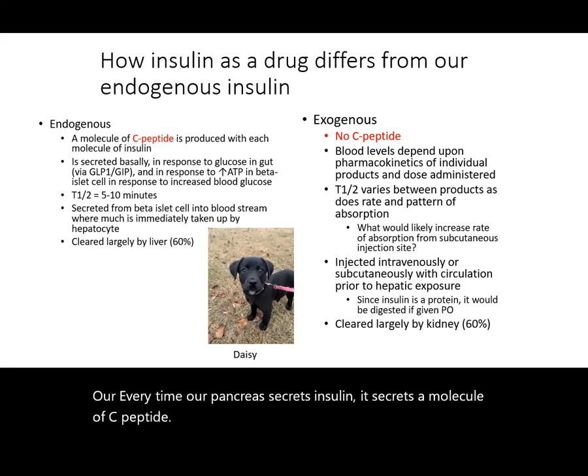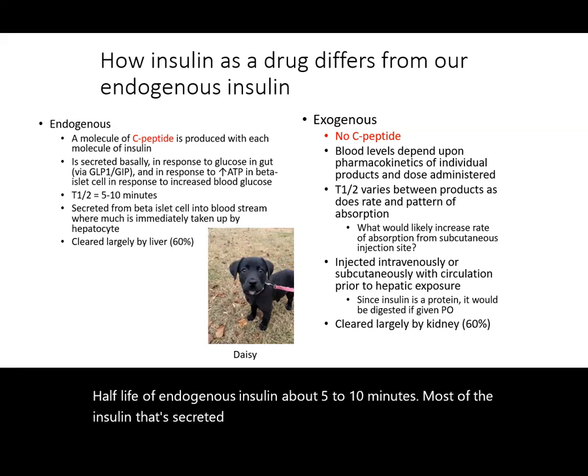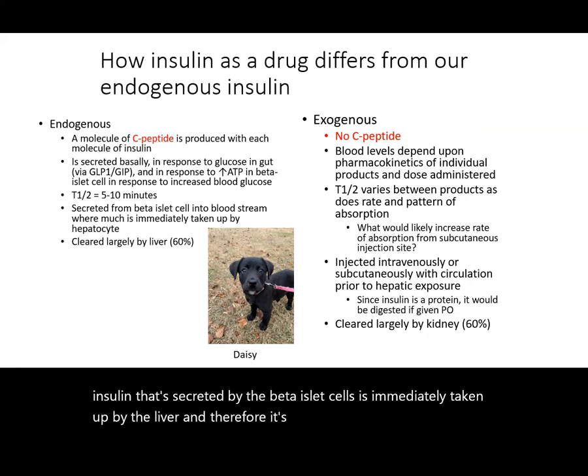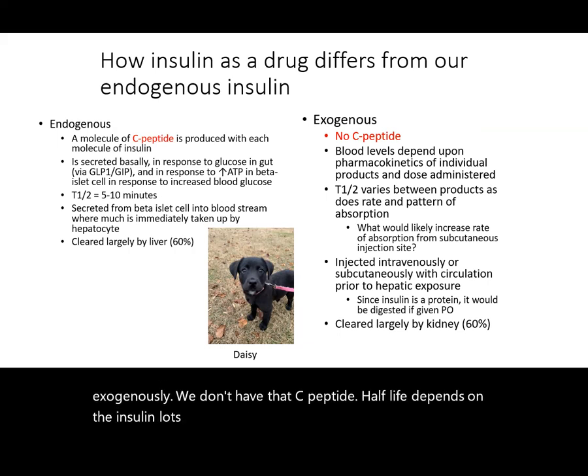Half-life of endogenous insulin is about 5 to 10 minutes. Most of the insulin that's secreted by the beta islet cells is immediately taken up by the liver, and therefore it's cleared largely by the liver. Exogenously, we don't have that C-peptide. Half-life depends on the insulin, lots of different factors.